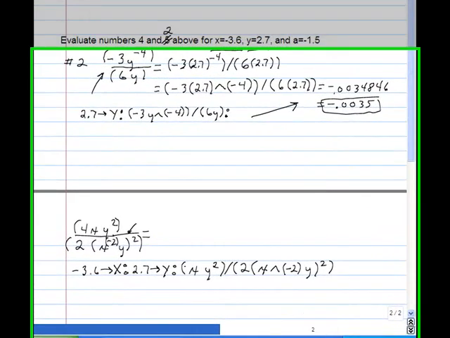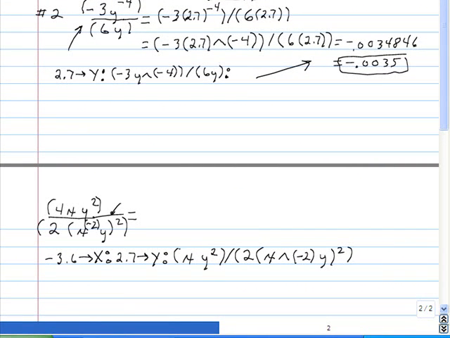Something seemed fishy to me, so I stopped the program for a second. I left my 4 off the top. That was supposed to be 4xy squared, so I'm going to go back and put that 4 in there. So that's what you should have in your calculator. Now when you press enter, here's the number that you should get.